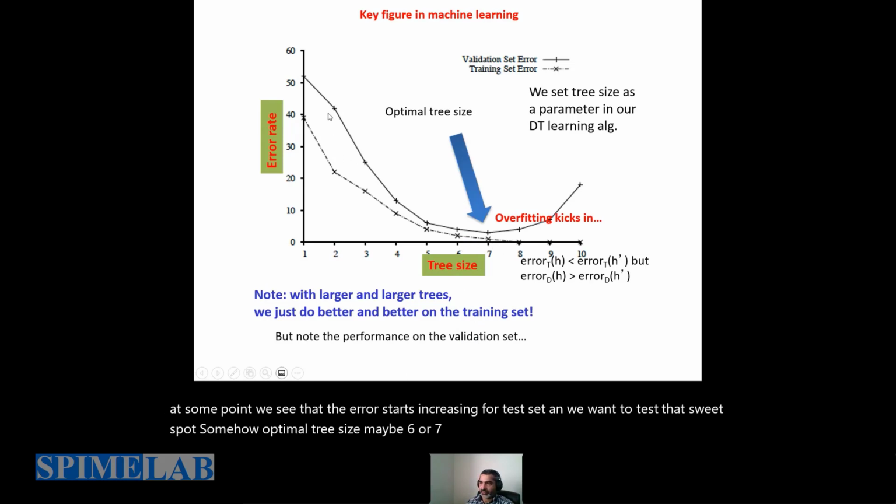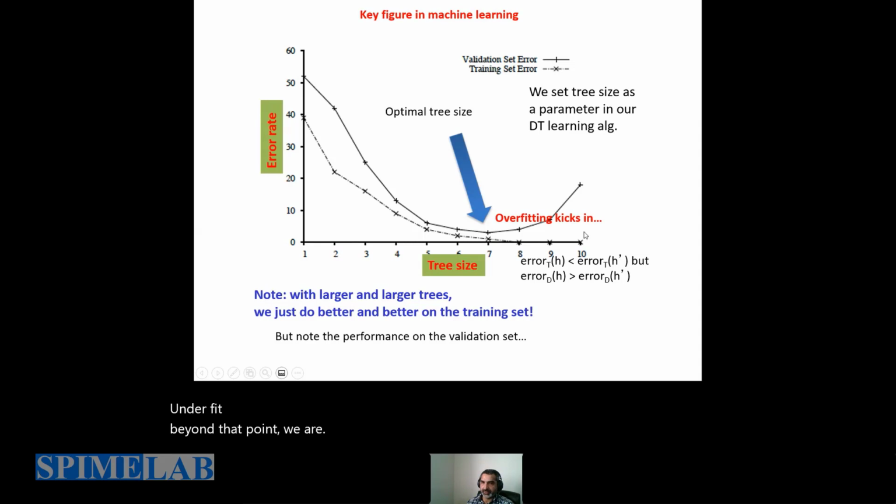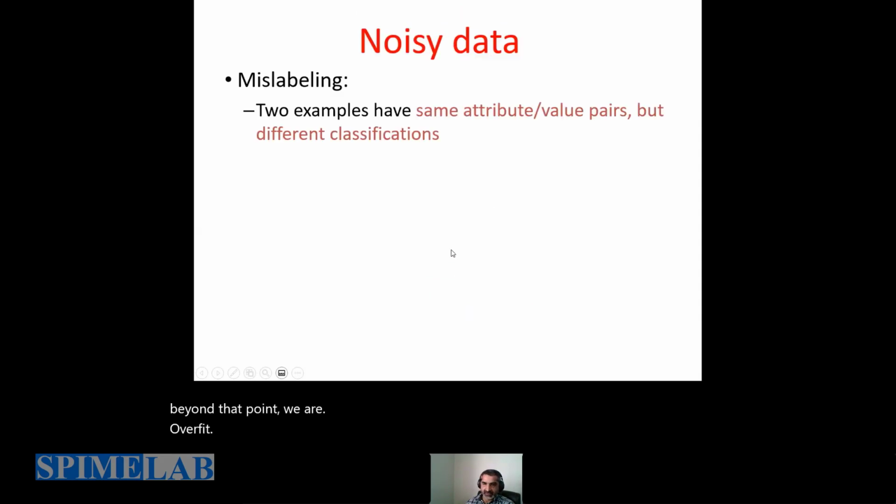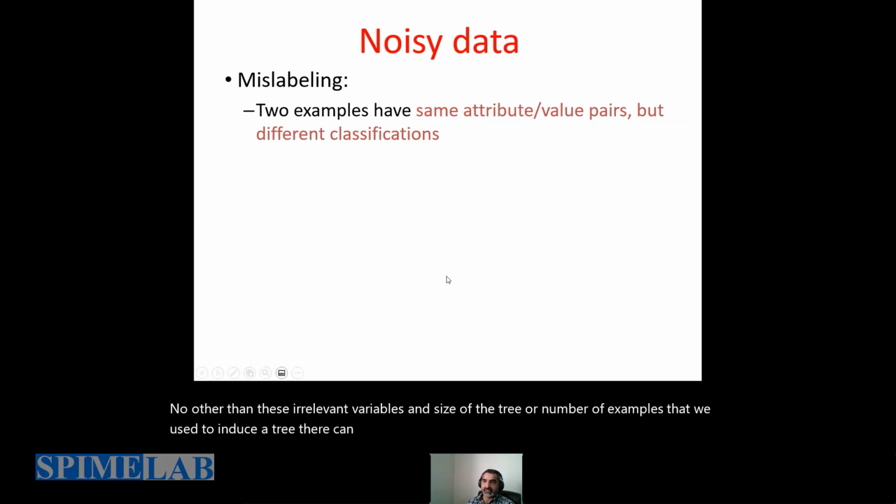Less than that, we are underfit. Beyond that point, we are overfit. Now, other than these irrelevant variables and the size of the tree or the number of examples that we use to induce a tree, there can be some problems that we want to avoid.